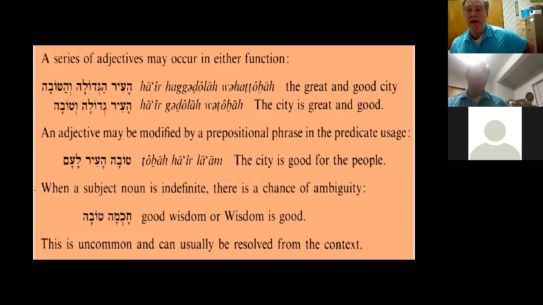Okay, so the city is great and good. Now it's the city here, but it's not the great and the good. So the only "the" is right over here. Ha'ir gadolah v'tova. There's no definite article on these two. So now we have the verb: the city is great and the city is good.